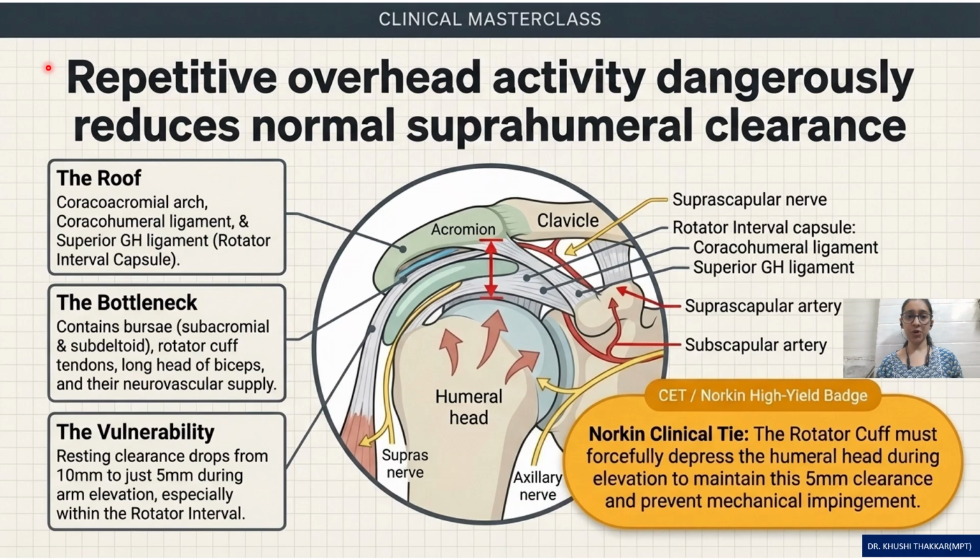Now this is very important for your clinical perspective and clinical reasoning management. This is called the coracoacromial arch, which is formed by the coracoid process, the coracoacromial ligament, and the acromion process. It is an osteoligamentous vault which forms a roof for the head of the humerus.